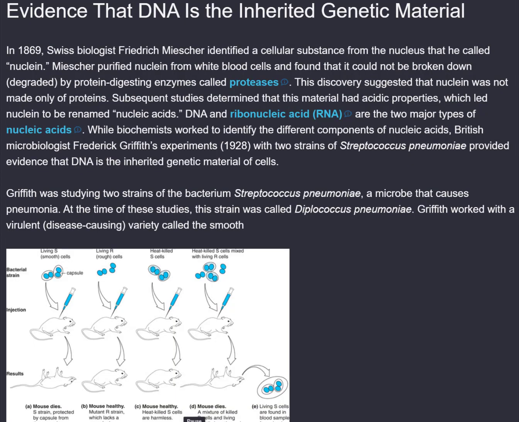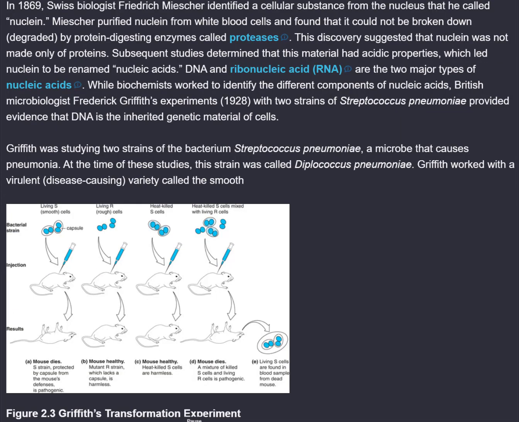Evidence that DNA is the inherited genetic material. In 1869, Swiss biologist Friedrich Miescher identified a cellular substance from the nucleus that he called nuclein. Miescher purified nuclein from white blood cells and found that it could not be broken down, degraded, by protein-digesting enzymes called proteases. This discovery suggested that nuclein was not made only of proteins.